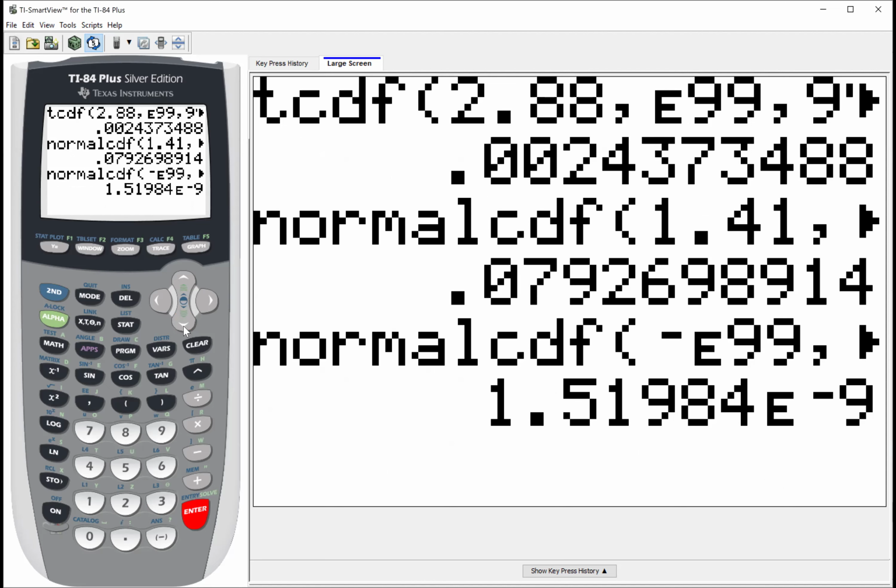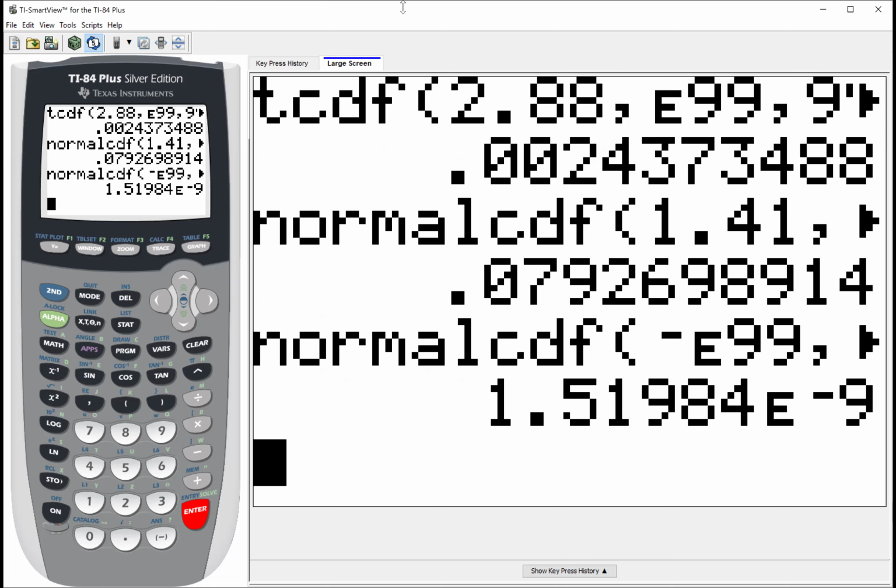Now, I'm happy this happens because you're going to see this every once in a while, but you have to pay close attention. That p-value is not 1.51. Look all the way to the right. You see how it's 1.51984 e negative 9? That's scientific notation. And I'm going to review what that is. Let me just write this down. 1.51984 e to the negative 9.